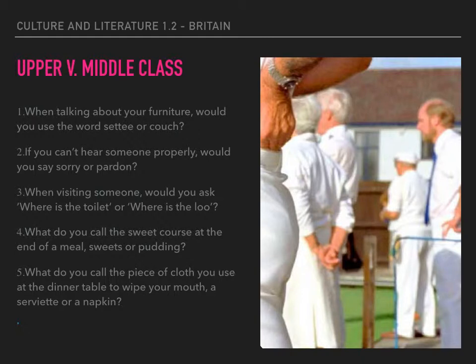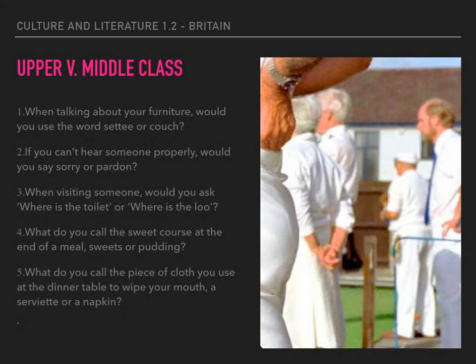And the thing that's most astonishing is that it isn't what we would normally expect it to be, because we associate the upper class with sophistication. So let's look at these 5 examples right here, and I want you to pause the video after we've discussed them and ask yourself, what would someone from the upper class say and what would someone from the lower class say? So the first one is, when talking about furniture, would you use the word settee or couch?